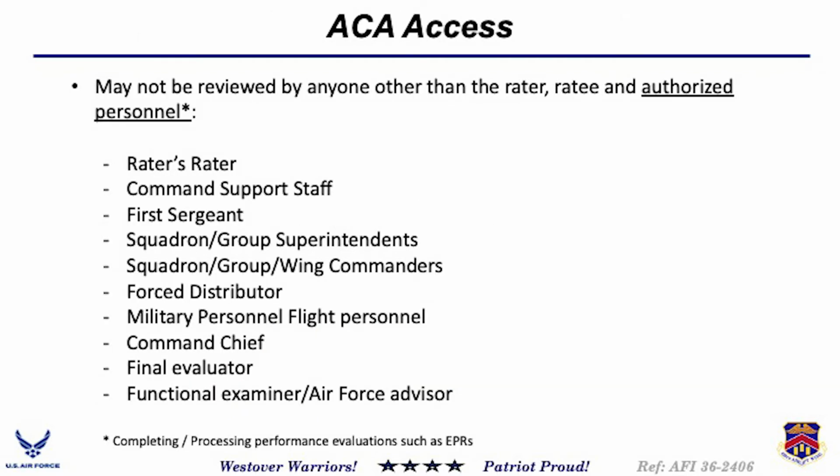So who has access to an individual's ACA? An individual's ACA may not be reviewed by anyone other than the rater or the ratee and authorized personnel. These authorized personnel are going to be the rater's rater, any command support staff, first shirts, squadron group commanders, force distributors, military personnel, flight personnel, command chief, final evaluator, and functional examiner or Air Force advisor. And these are all things that may be reviewed due to EPRs.